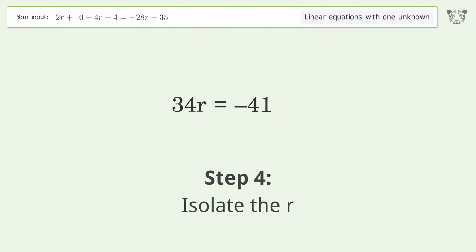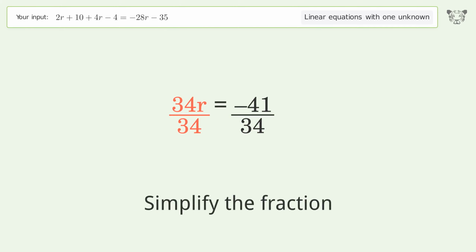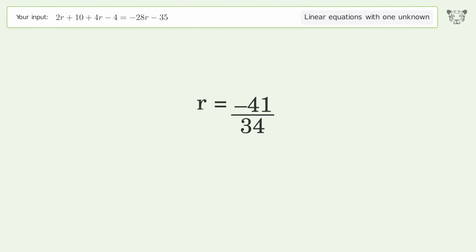Isolate the r. Divide both sides by 34. Simplify the fraction. And so the final result is r equals -41/34.